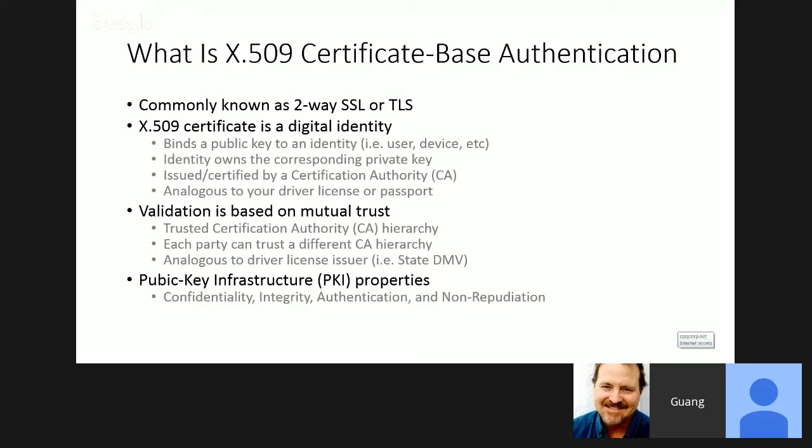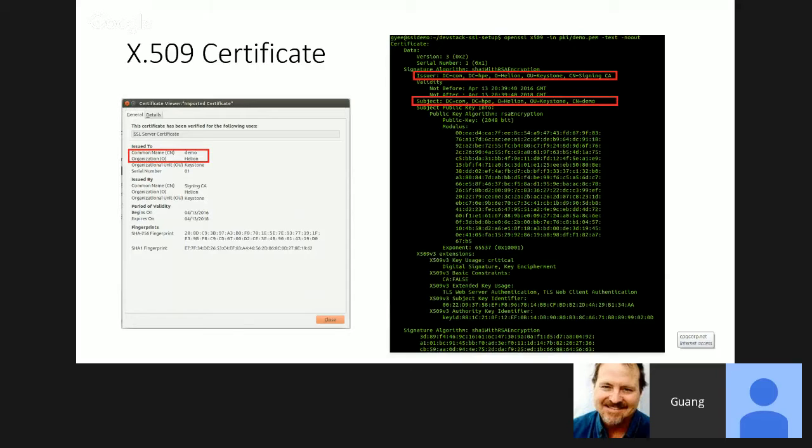And certificates and keys and so on are part of this overall public key infrastructure. Basically, public key infrastructure is a system which utilizes certificates to achieve these properties such as confidentiality, integrity, authentication, and non-repudiation. And here's what your certificate looks like.